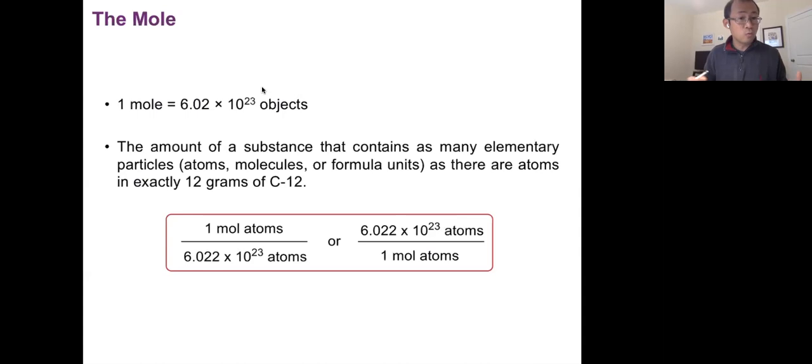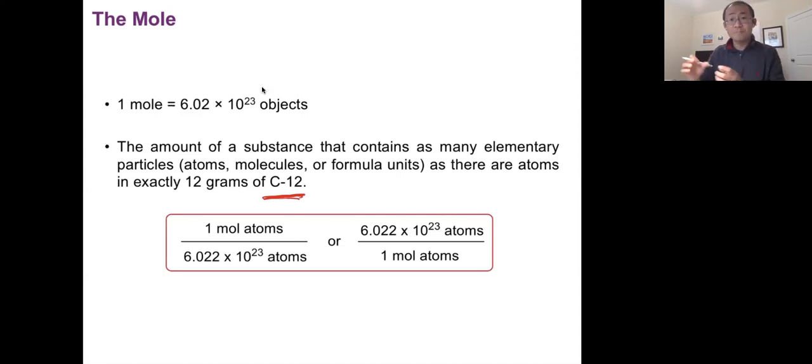Now, you may wonder, where do we get this number? How can we have this 6.02 times 10 to the 23rd number? This number was actually defined by the number of carbon-12 atoms in 12 grams of carbon-12. First, let's take a look. What is carbon-12? We learned in chapter 2 or 3 that carbon has 3 isotopes, but the isotope with 6 protons and 6 neutrons, with a mass number of 12, is used as a standard in chemistry.